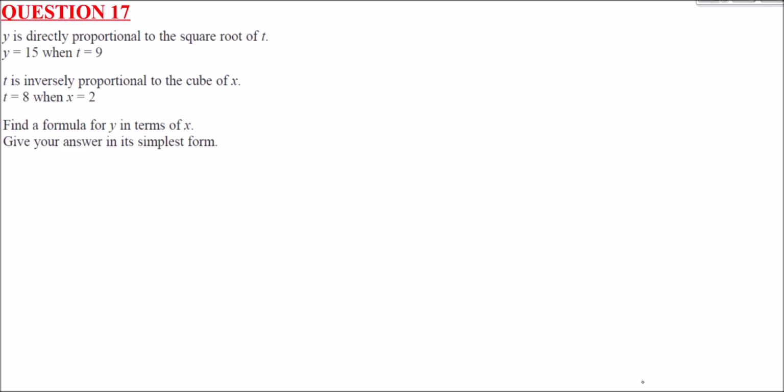Question 17, we've got some direct and inverse proportion. So first of all, let's have a look at this first bit. We're told here y is directly proportional to the square root of t. The proportionality symbol looks like a fish. Then we put after the fish what it's proportional to. In this case, it's direct proportion, so the square root of t. We can then take the proportionality symbol and replace it with an equals. So y equals k multiplied by the square root of t.